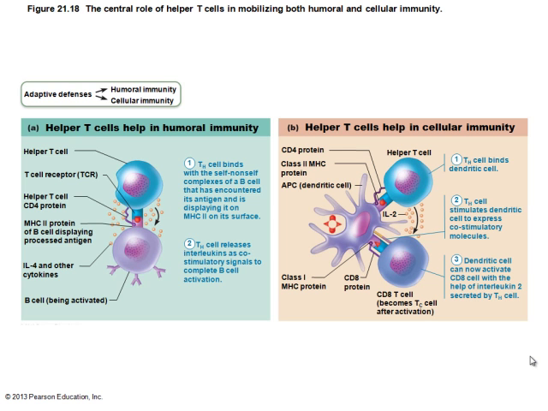So MHC class 2 proteins are going to help sort of dock cells and inform them of what they need to do. CD4 proteins are very important, and helper T cells are very important in the co-stimulation or stimulation of everybody else in the immune response. So they're very important cells in adaptive immunity.